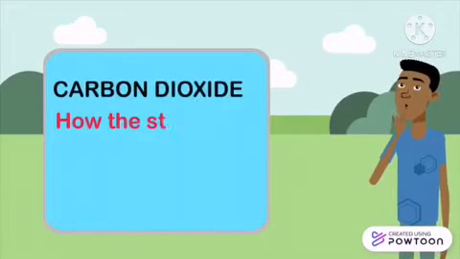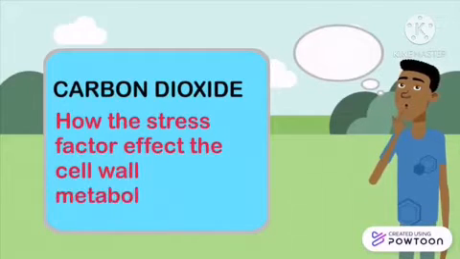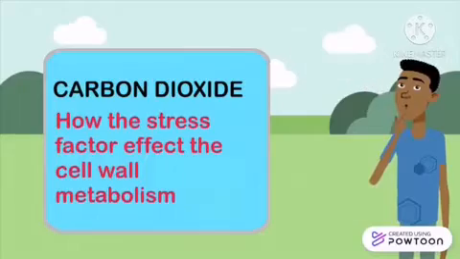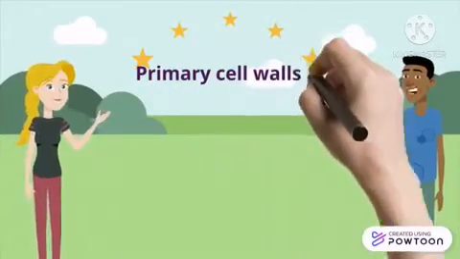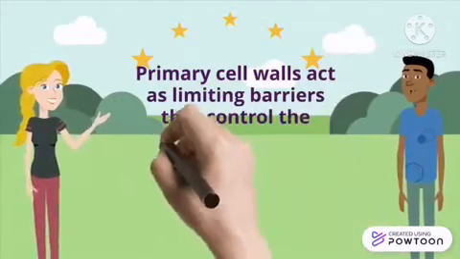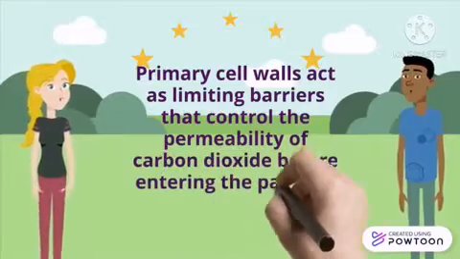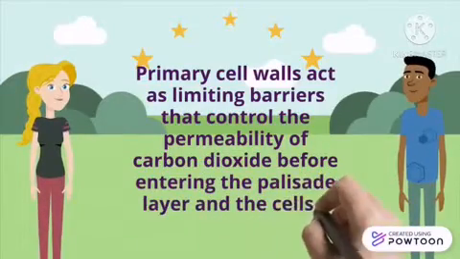Thank you, Kang, for the explanation. Now I'm going to continue explaining how the stress factor, to be exact carbon dioxide, affects cell wall metabolism. The main concept here is that the primary cell wall acts as the limiting barrier that controls the permeability of carbon dioxide before entering the palisade layer or the cells.